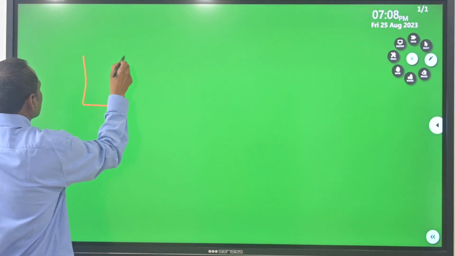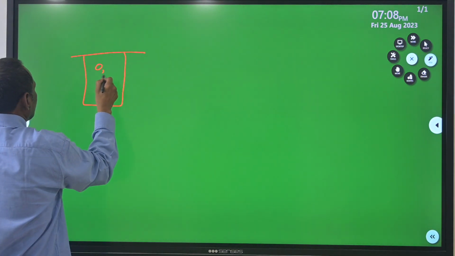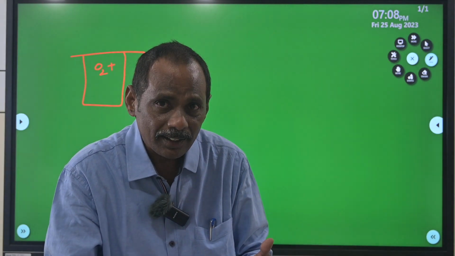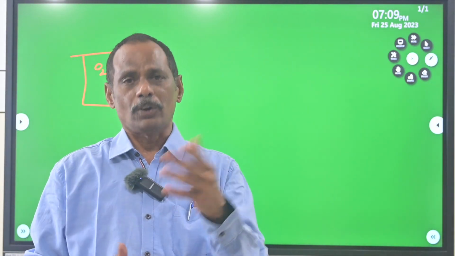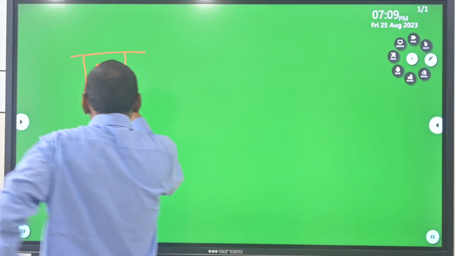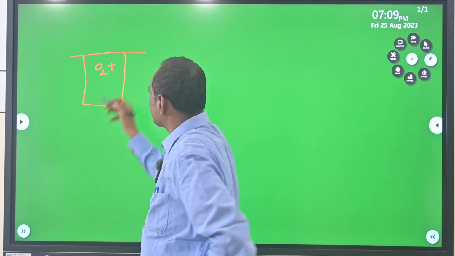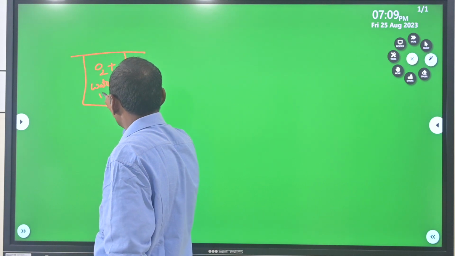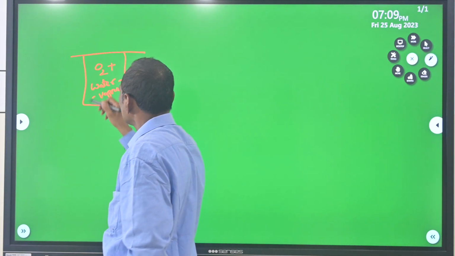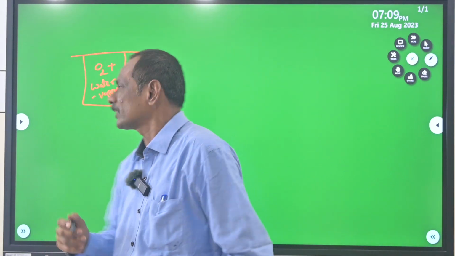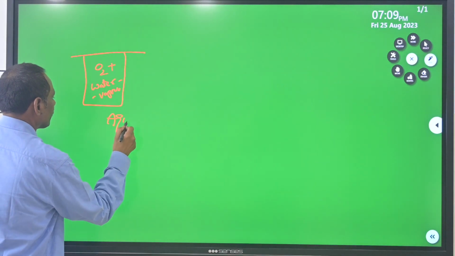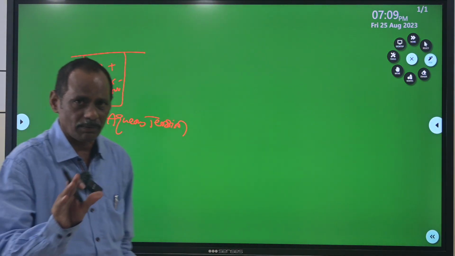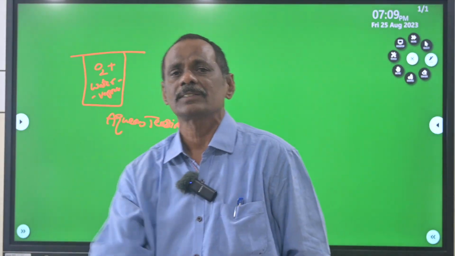Therefore, if any gas is collected through water, what will happen? Some of the water gets mixed with the gas in the form of water vapor. Therefore, if the gas is collected over water, the gas will be mixed with some amount of water vapor. The pressure exerted by the water vapor is called aqueous tension.